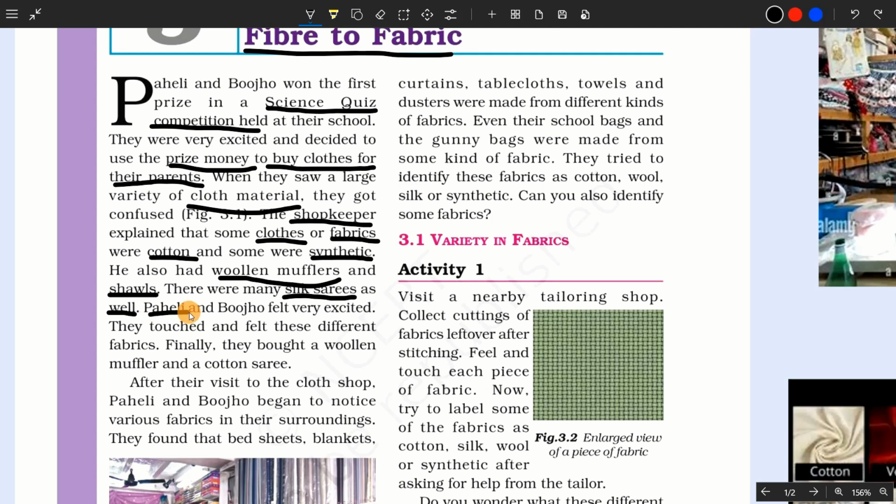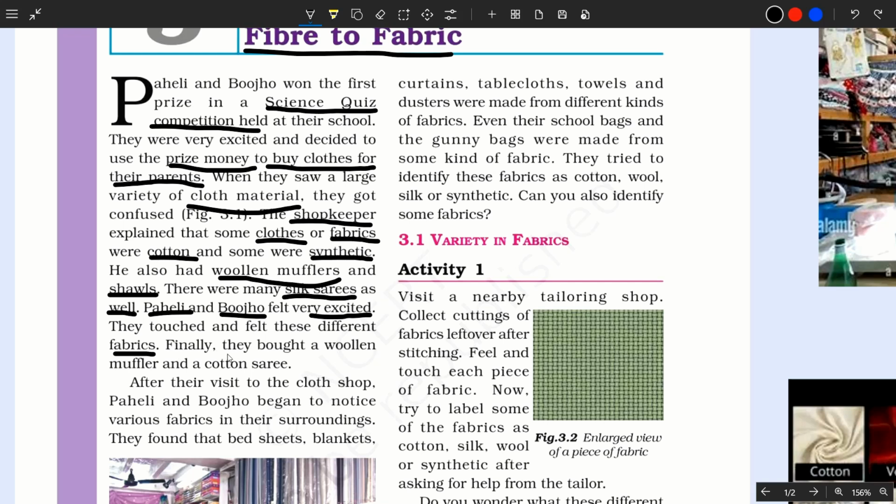Fally and Bujo both went to the cloth shop, right? Here Fally and Bujo felt very excited. They were excited to buy the clothes for their parents, and by seeing all the clothes they were excited to buy. They touched and felt the different fabrics, and they felt some difference in the fabric. Okay, there will be different types of cloths. We'll see in the next part what types of cloths we can observe here.